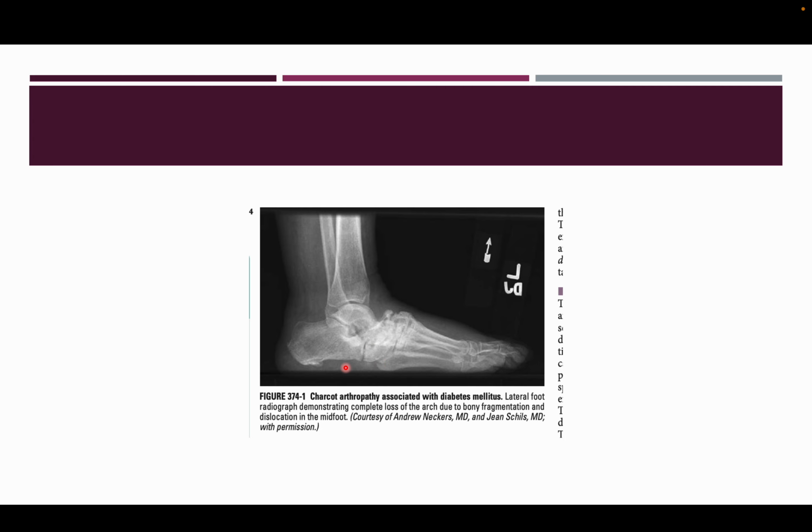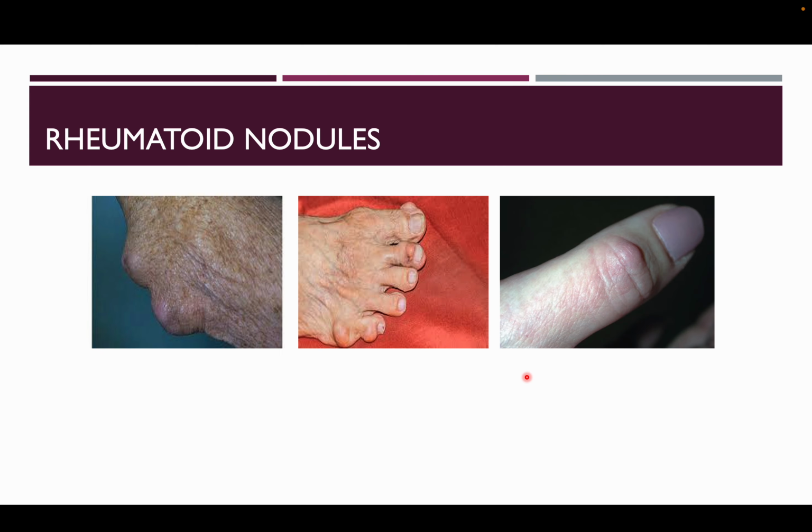This is mostly related to diabetes. Most commonly we see it in diabetes, but it can be seen in syphilis also. This can be seen in leprosy also. Many causes of Charcot's arthropathy are seen.